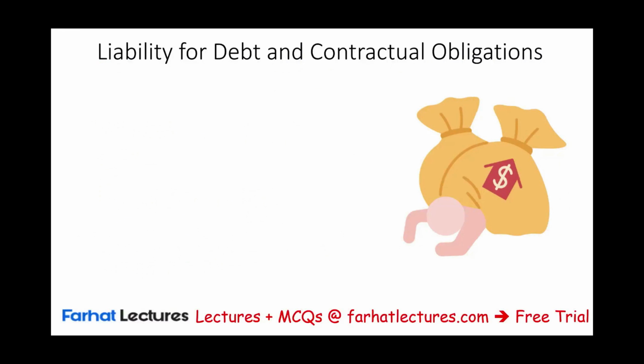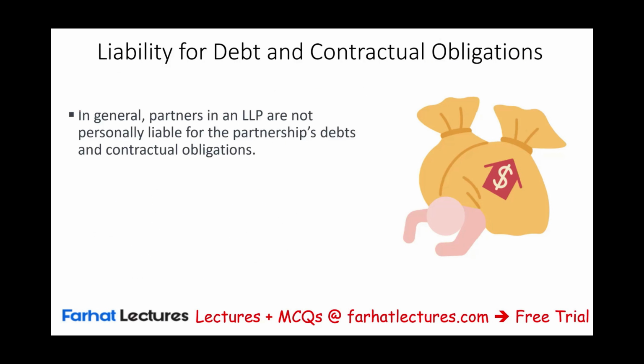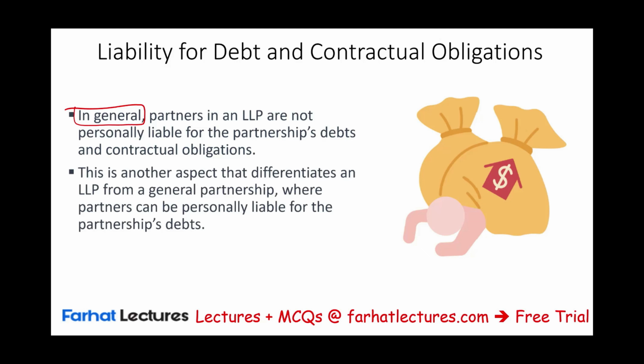Liability for debt and contractual obligation. Here in general, and I emphasize the words in general, partners in an LLP are not personally liable for the partnership debt and contractual obligation. This is also a major difference between an LLP and a general partnership, where partners can be personally liable for the partnership debt. Now the question becomes, is this always the case? Not at all. Sometimes a partner could be personally held liable. Well, under what circumstances? If they are personally responsible, they could be held liable. But again, this is case by case. Here we're talking in general.